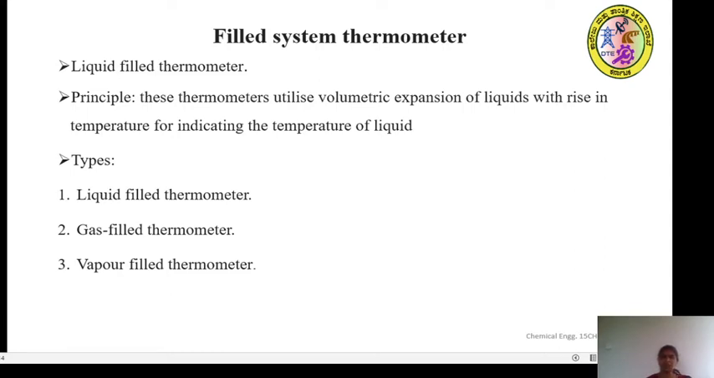As the thermometer contains liquid, and as we know the basic property of a liquid is that it will expand or contract with change in temperature, the volumetric expansion of the liquid with a rise in temperature for indicating the temperature is the basic principle of the liquid filled thermometer.